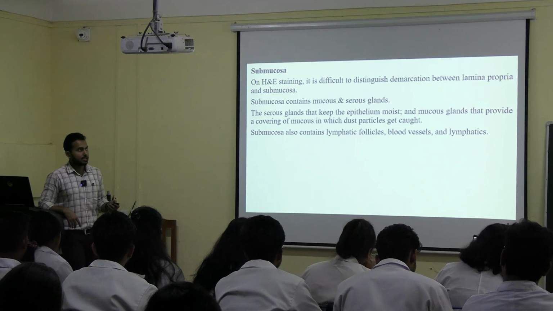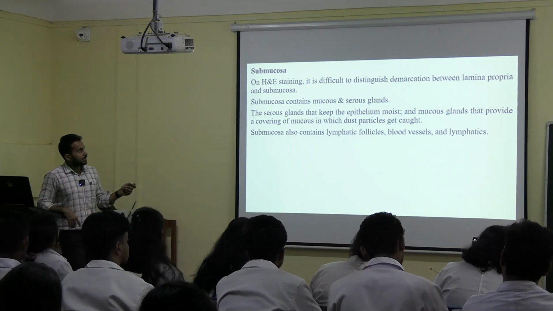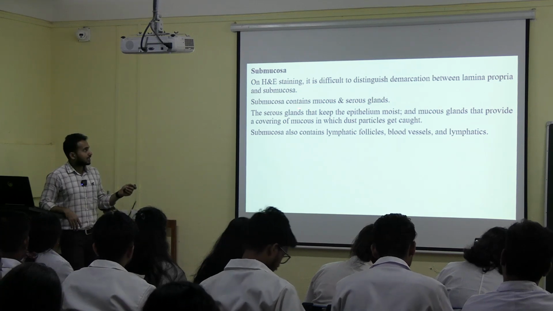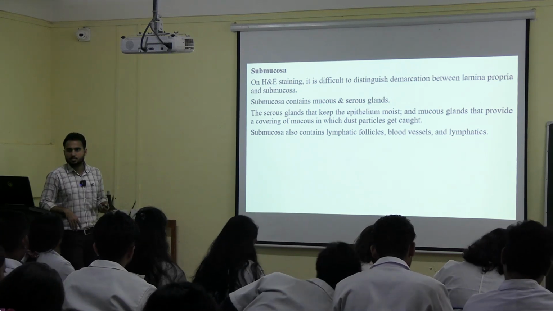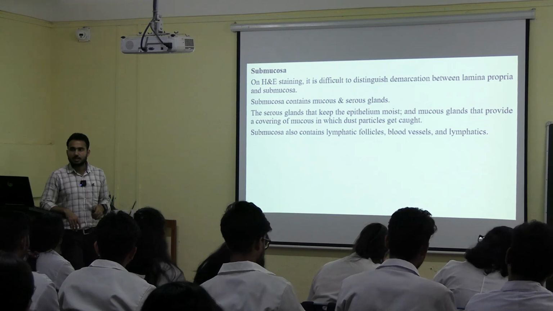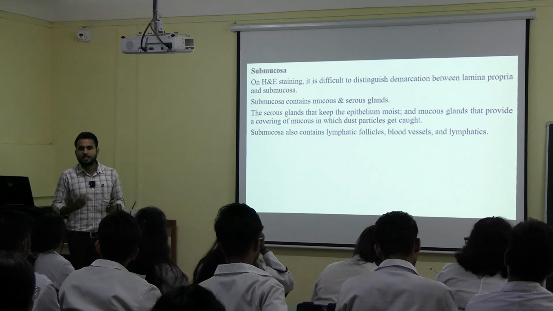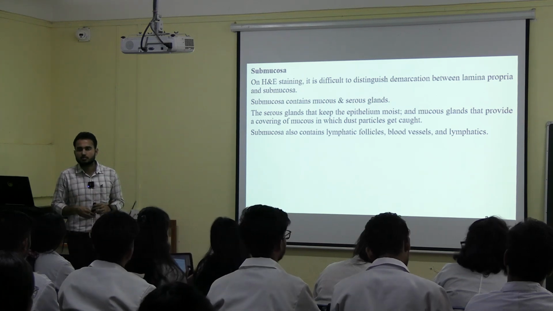Next, the submucosa is there. The submucosa is situated below the lamina propria, where you can see the mucus and serous glands. Now can anyone tell me the difference between the mucus and serous gland based on their secretion?